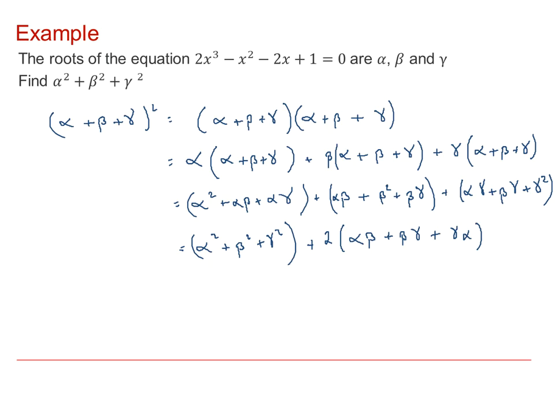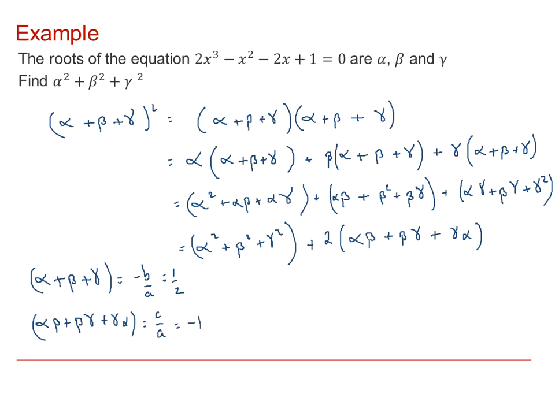Now we know then that from our roots of cubics, we know that alpha plus beta plus gamma, the sum of the roots is equal to minus of b over a, and so we can calculate that as being equal to 1/2. And we know also that the pairwise alpha beta plus beta gamma plus gamma alpha is equal to c over a, so that's equal to -1.